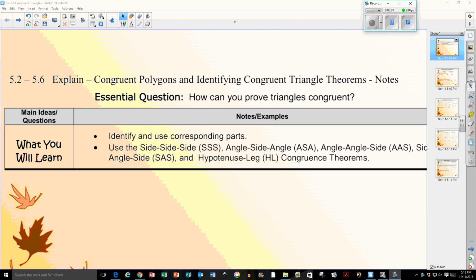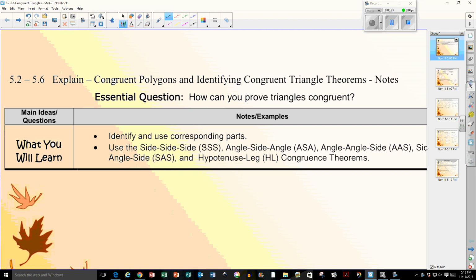Okay, so we are moving on with our triangle unit. Before, we discussed what types of triangles, and now we're going to talk about congruent triangles. Our question is: how can you prove triangles are congruent? You're going to identify and use corresponding parts. So remember, corresponding parts go together. And these are the different things we're going to look at.